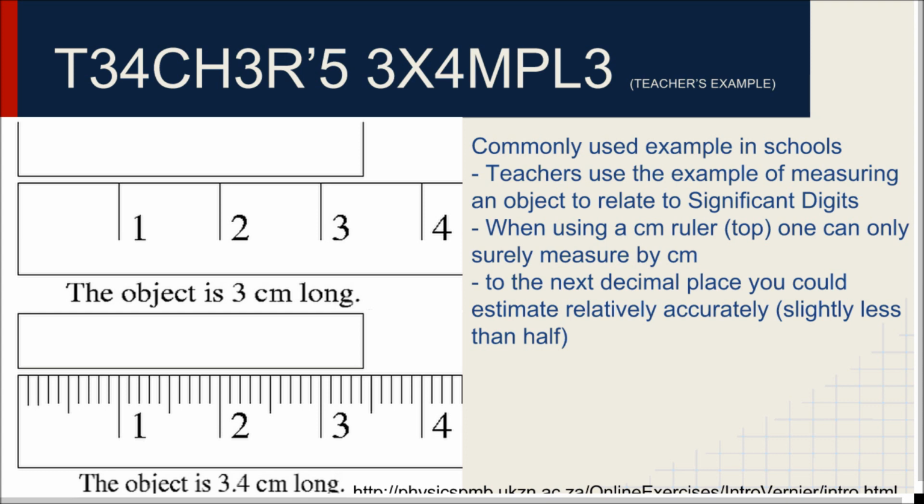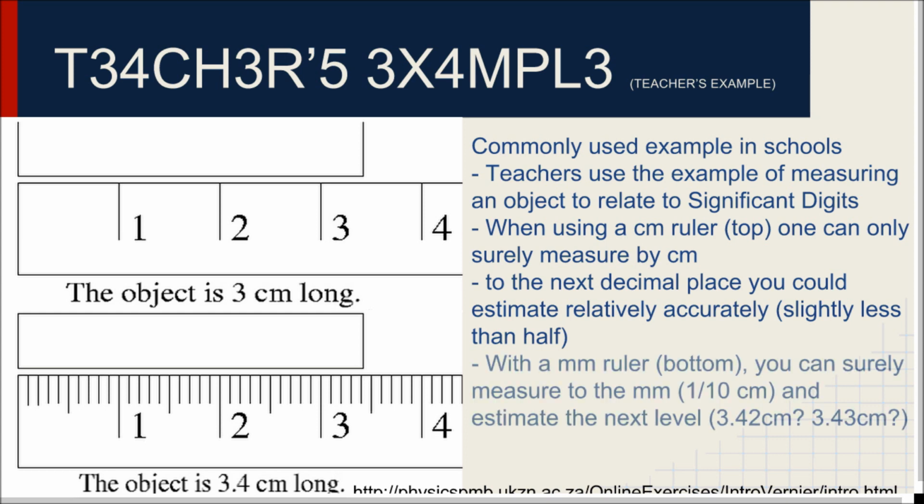And both of those numbers would be significant because there would be a base and a reason for the choice of them. Now, if you use the millimeter ruler, you see that it is actually 3.4, and then you estimate the next decimal place, like 3.42 or 3.43, and those digits become significant.